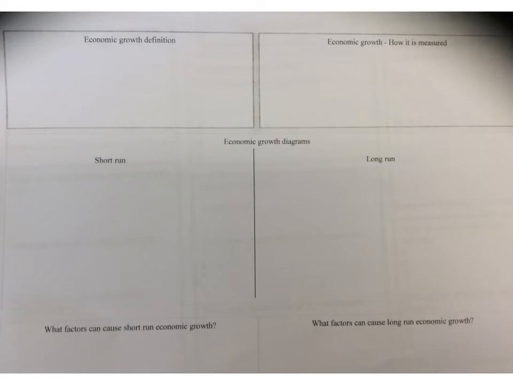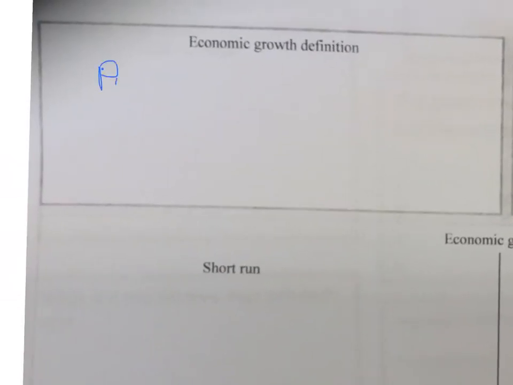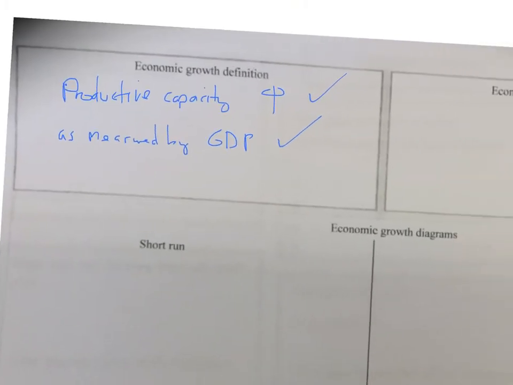Okay, so economic growth. There are two parts to the definition for economic growth. It's when the productive capacity of the economy increases, right? That's the first part of the definition. The second part is as measured by GDP. So, for it to be true economic growth, both these things have to happen. There has to be an increase in the productive capacity, and there has to be an increase in GDP. That's important for later.